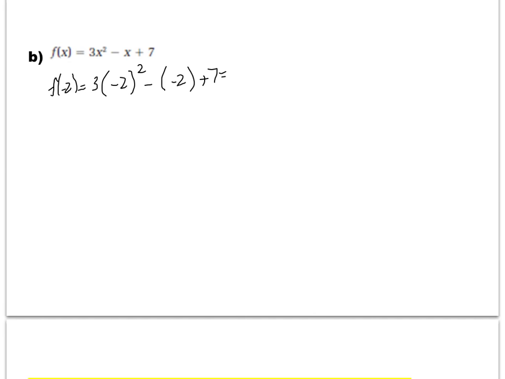Negative 2 squared is 4. 4 times 3 is 12. Minus times minus gives me positive, so it's plus 2 plus 7. This gives me 14 plus 7, which is 21.